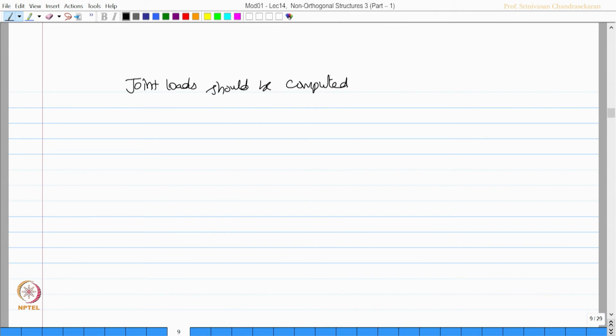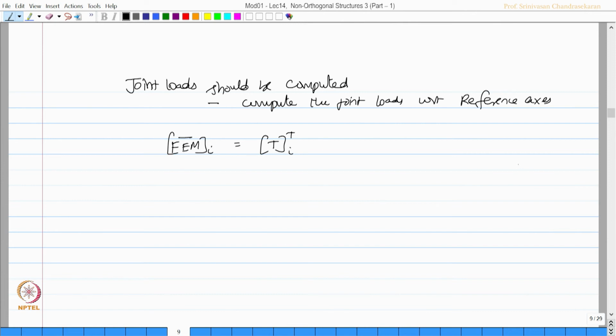Okay. Again, you should compute the joint loads with respect to reference axis. Joint loads are actually the reversal of sign of the fixed end moments. So, the fixed end moments of any ith member, that is global, will be T transpose of the ith member times the fixed end moment of the ith member. Let us call this equation number 4.